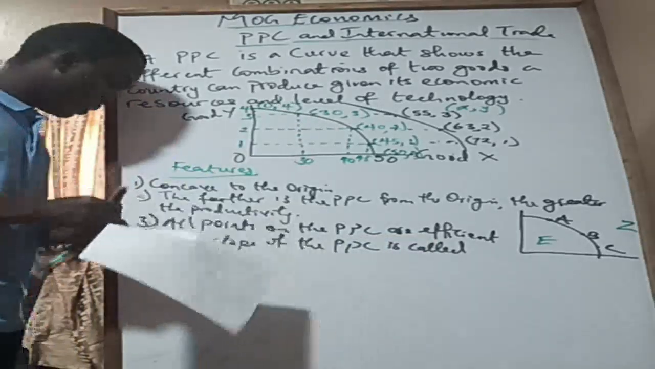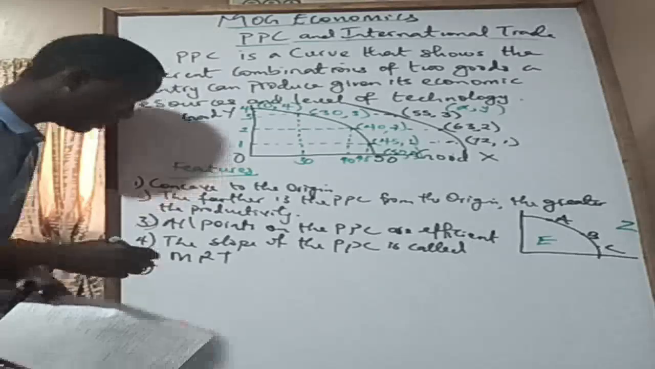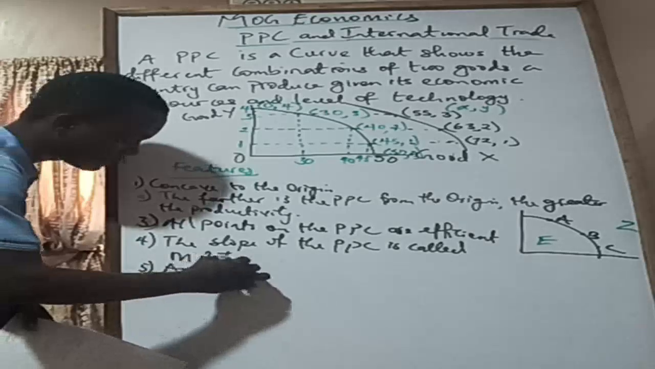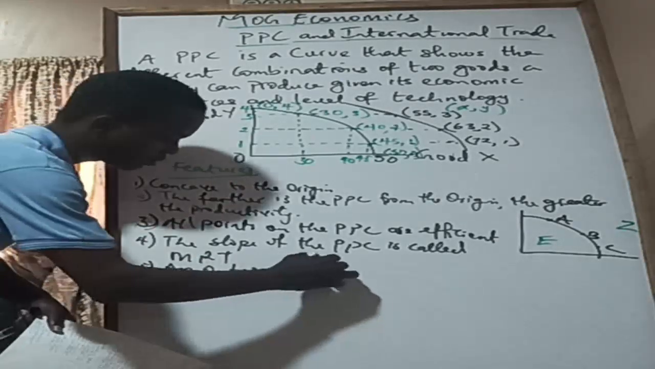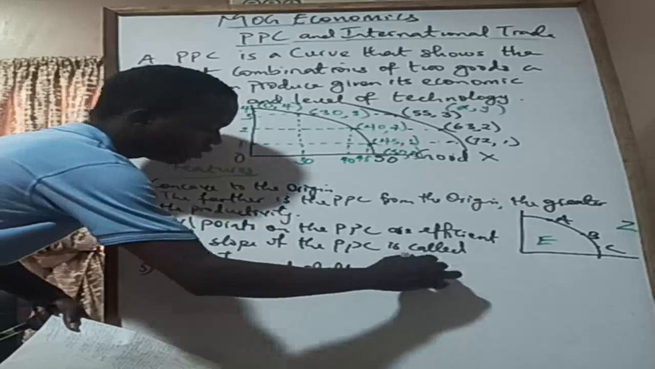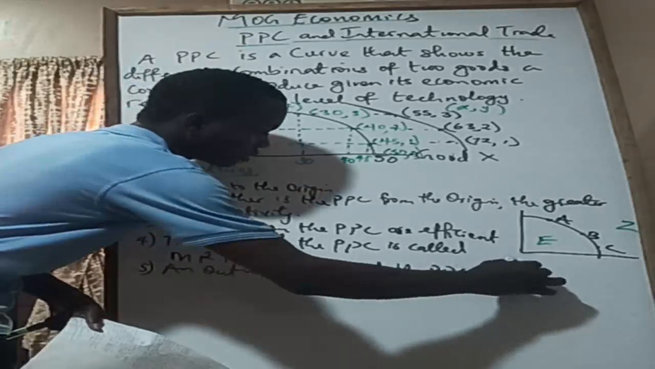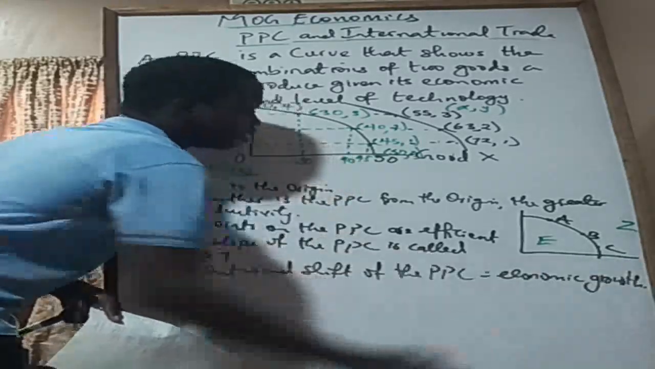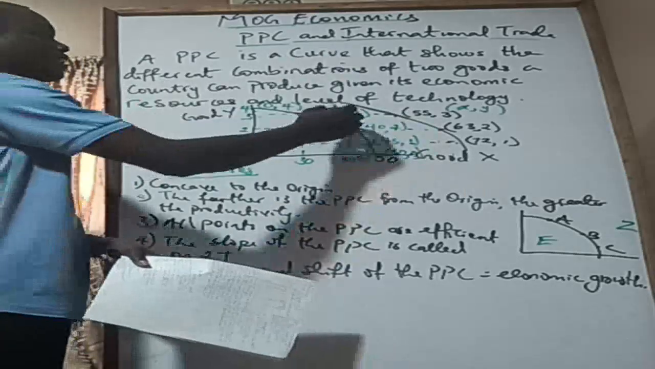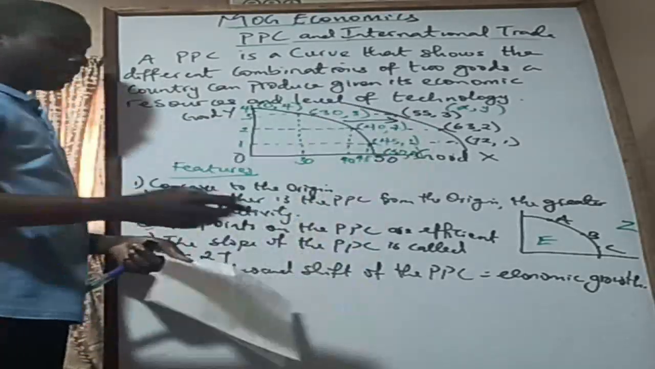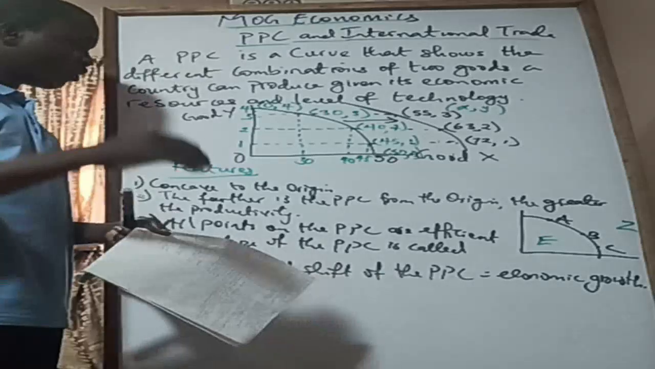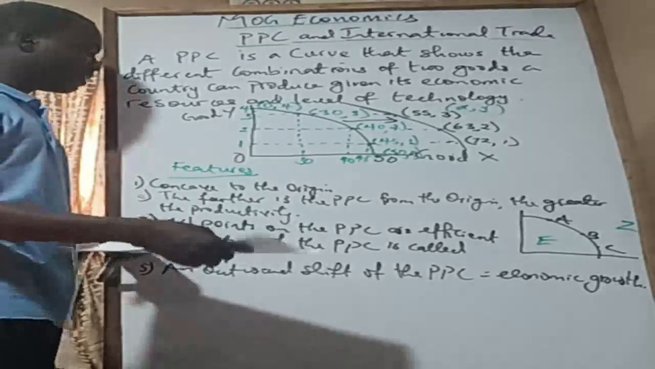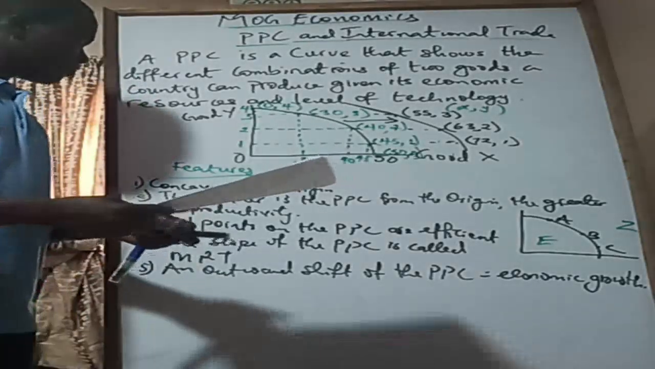Okay, then number 5. An outward shift of the PPC denotes, or equals, economic growth. So if you have to indicate economic growth on your PPC, what you just have to do is draw another one outside of it and then put an arrow like this. That's it. If it's shifting outside, it's called economic growth. Of course, if it is shifting inside, then that should be an economic decline. All right, so I think that's that about that.